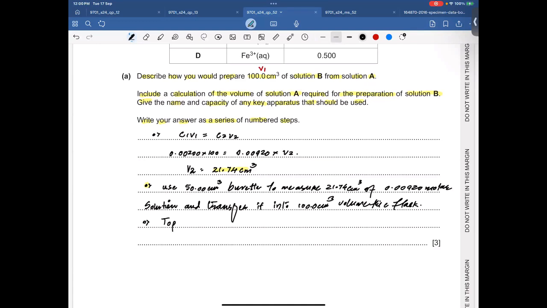Top up the solution with distilled water, adding distilled water dropwise until the mark is reached. Stopper the flask and mix well.